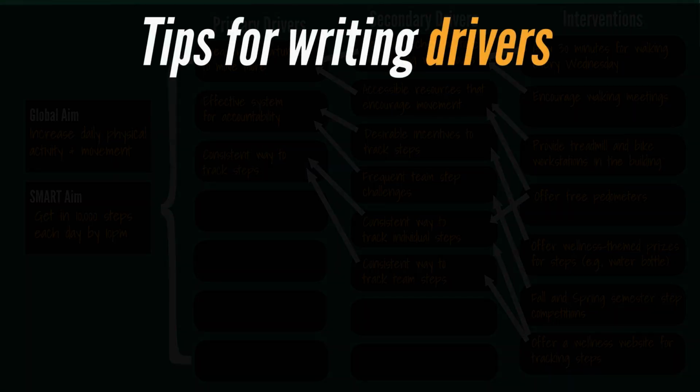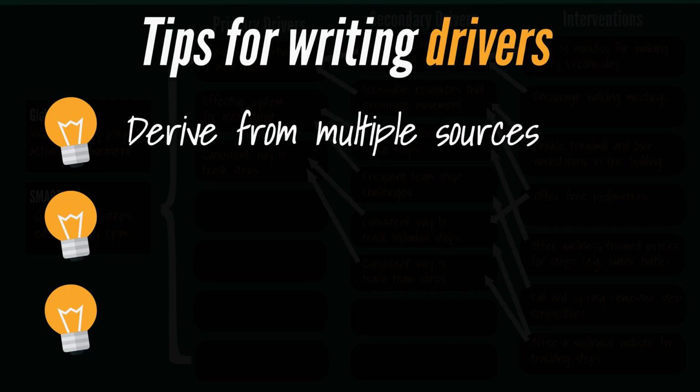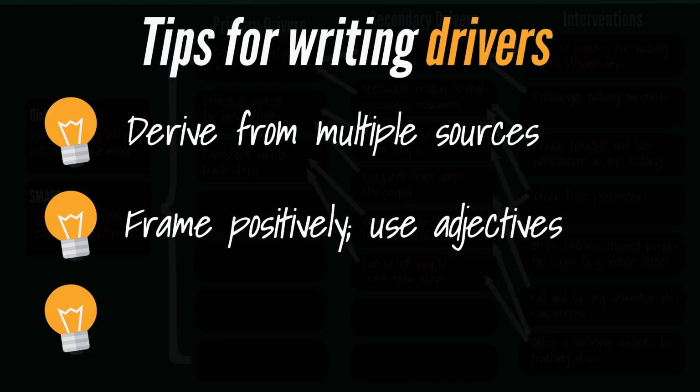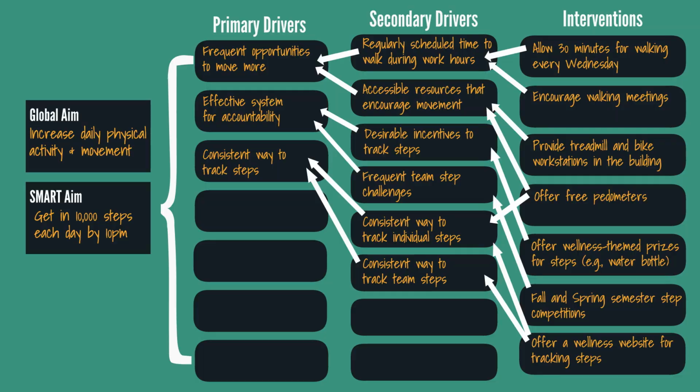When writing robust drivers to achieve your SMART aim, remember these tips. 1. Derive drivers from multiple sources. 2. Frame them positively and use adjectives. 3. Consider using secondary drivers to further break down complex drivers. Lastly, remember that as you refine your drivers, the KDD is a living document that can and should change on an ongoing basis.